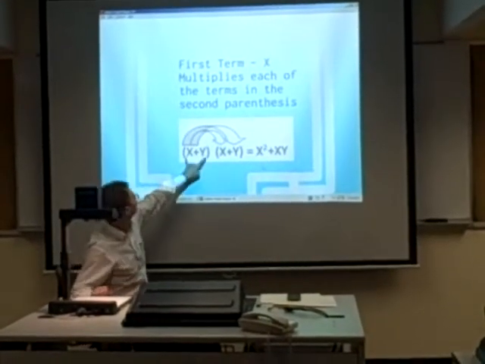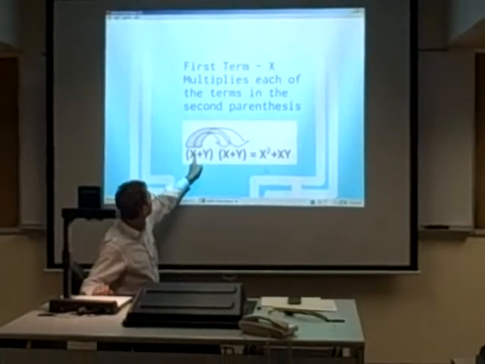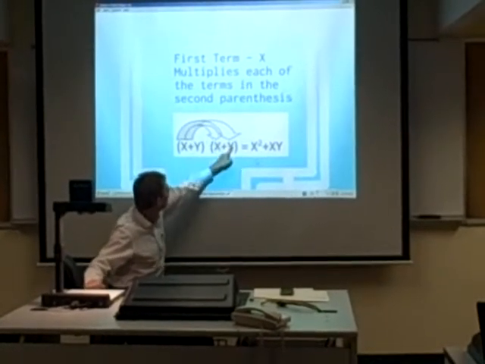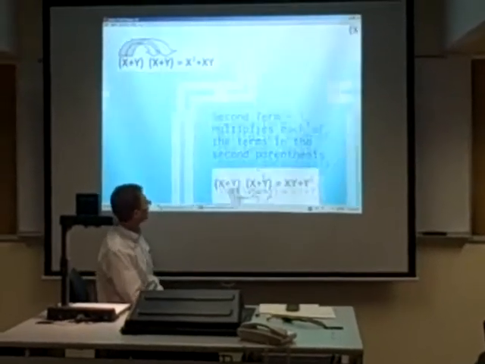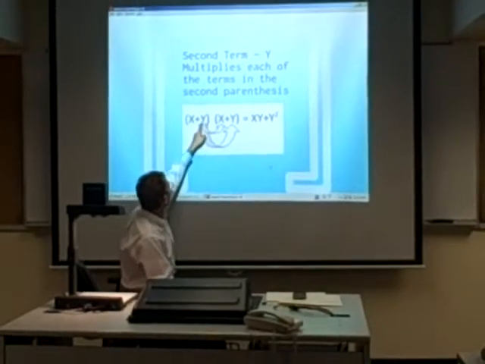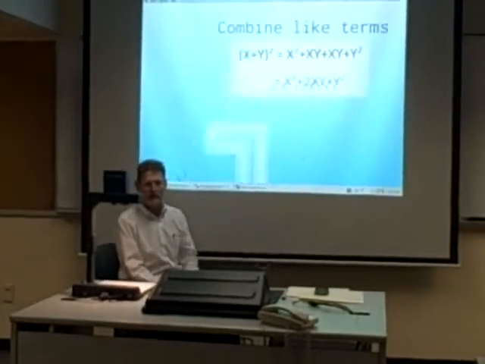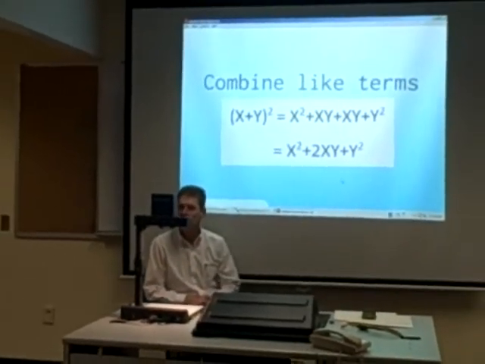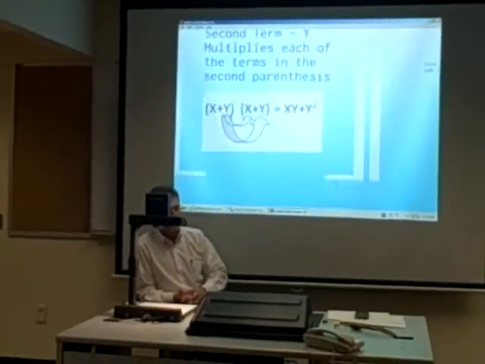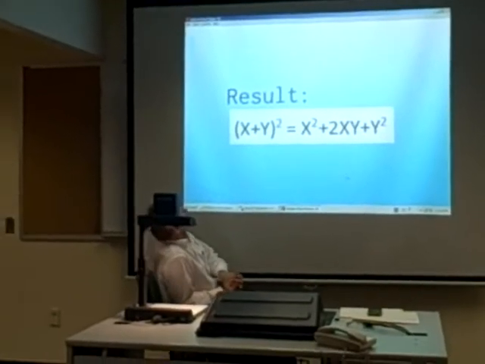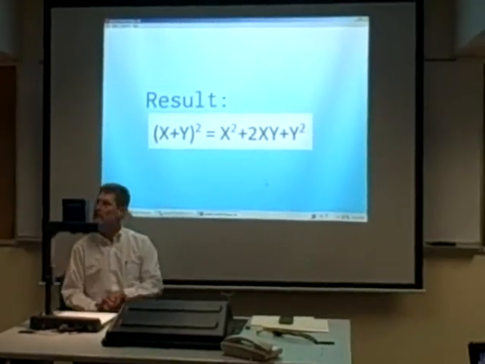What you do is you take the first xy pair, and you multiply x times x and x times y. And then you'll take the second xy pair, and you'll take the second y, and y times x and y times y. Then what you'll do is you'll combine both of those, and you'll come up with your like terms, and you'll get your result, which will be x squared plus 2xy plus y squared.